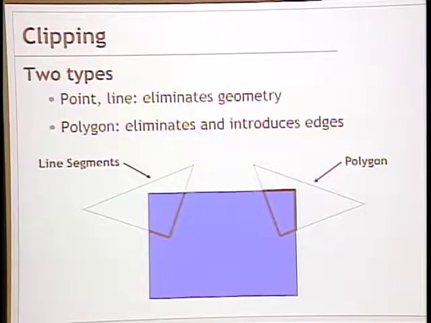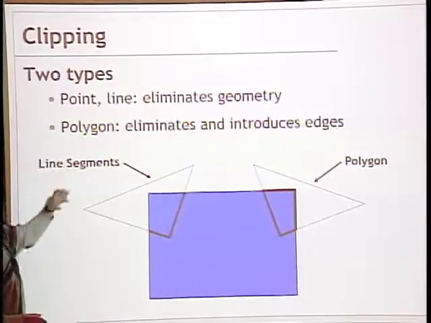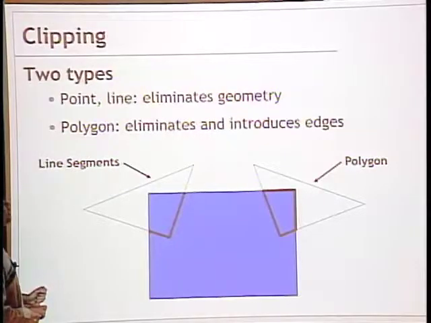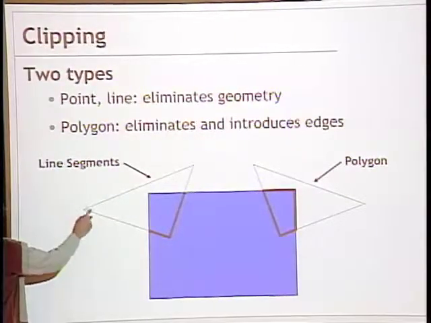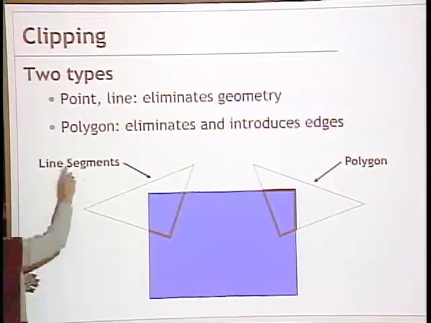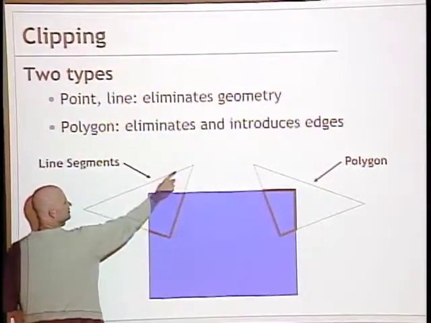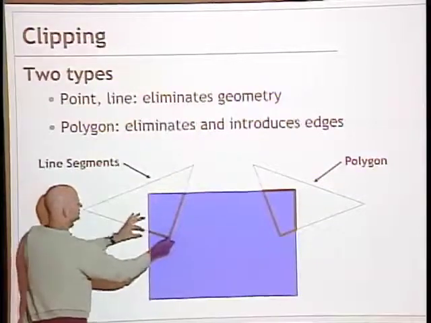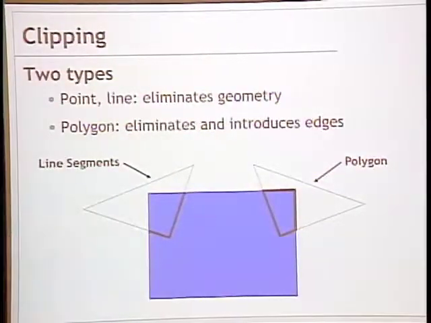If you take a graphics class, they usually teach you how to clip line segments, which is easy, but not how to clip polygons, which is not easy. If you have a point or a line, then all you're really doing is eliminating geometry. If you're specifying points, it's either there or it's not, so all you can do is delete geometry. If you do a line, either it will delete the line or it will just change the line. Those are easy cases.